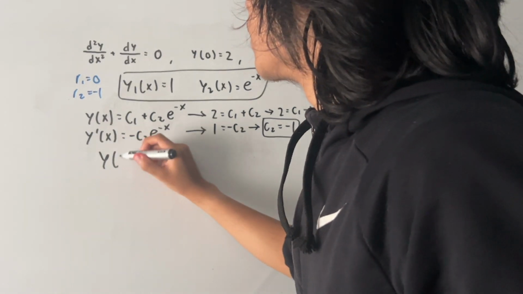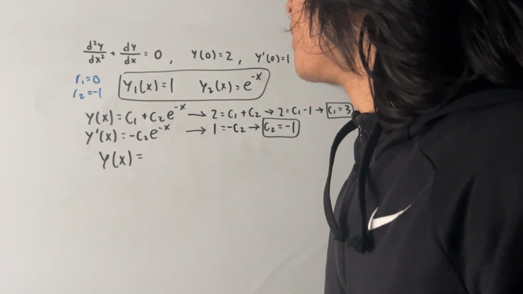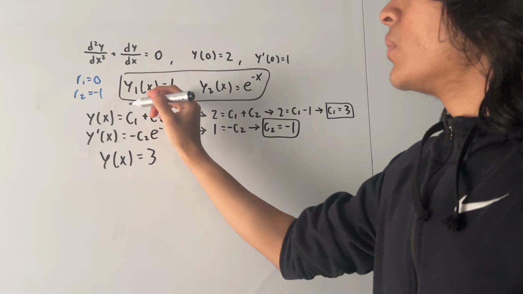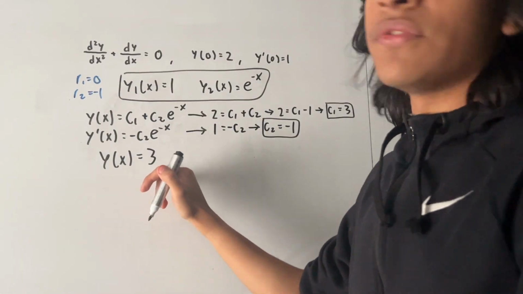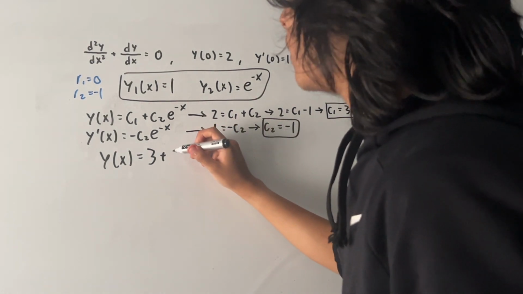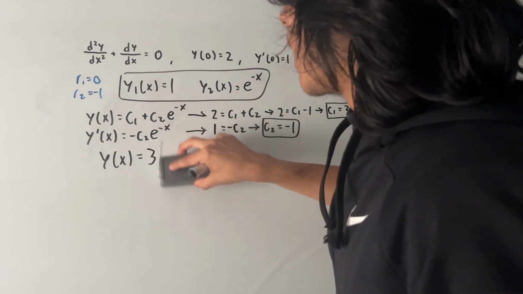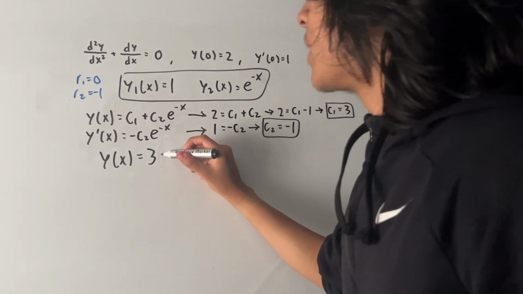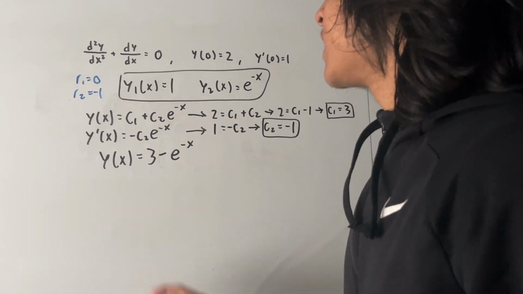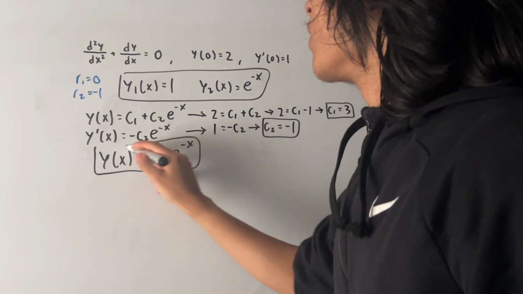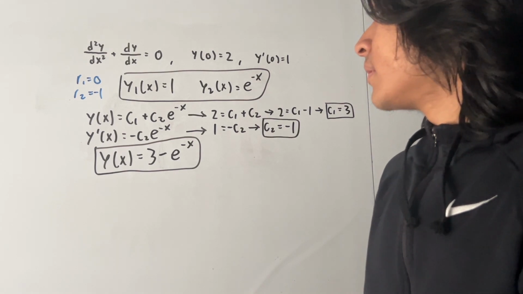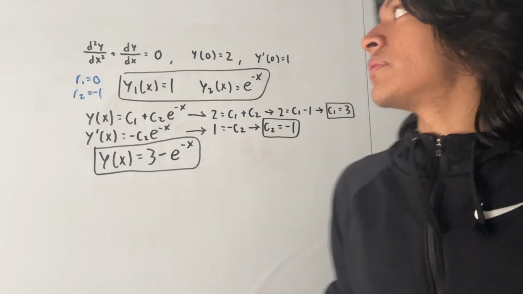Our general solution was y of x is equal to c1, which is our 3, times y1, and we're just going to leave it like that. So this is our first part, plus our c2, which is -1. So I'm just going to replace that plus with a minus, then our y2, which is e to the negative x. And this would be our solution for this initial value problem. That's pretty much it for this problem.